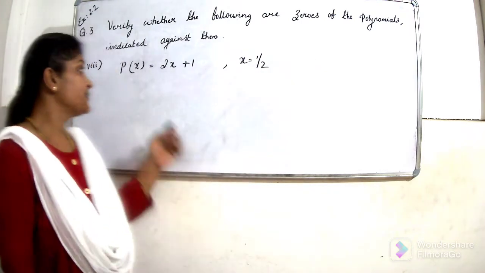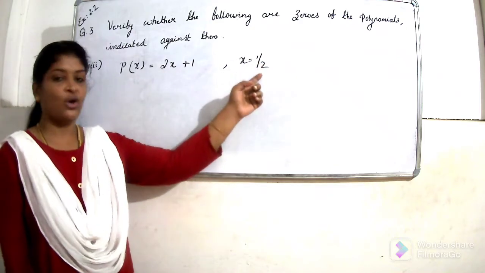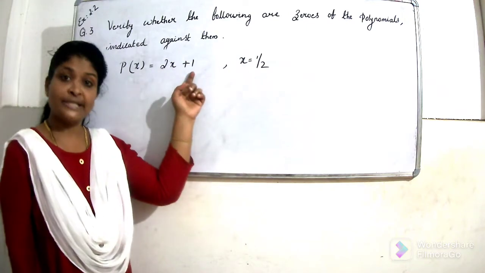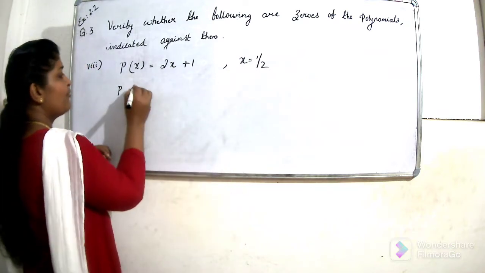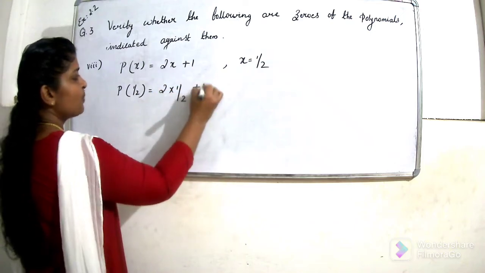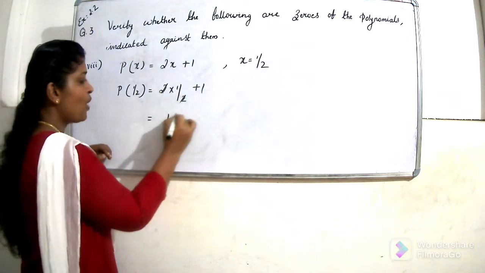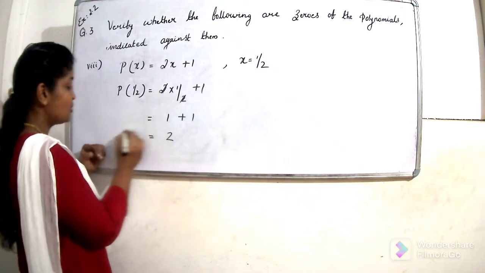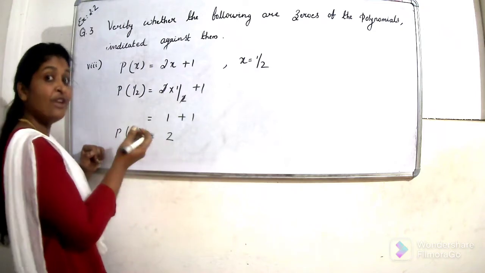So question number 8. P of x equal to 2x plus 1, and the 0 of the polynomial is 1 by 2. We have to check whether it is correct or not. Here this polynomial is linear, so 1 zero of the polynomial. So let us start. P of 1 by 2 equal to 2 into 1 by 2 plus 1. These two twos will cancel out, balance is 1 plus 1, and the answer is 2. So for P of 1 by 2, we got the answer as 2.